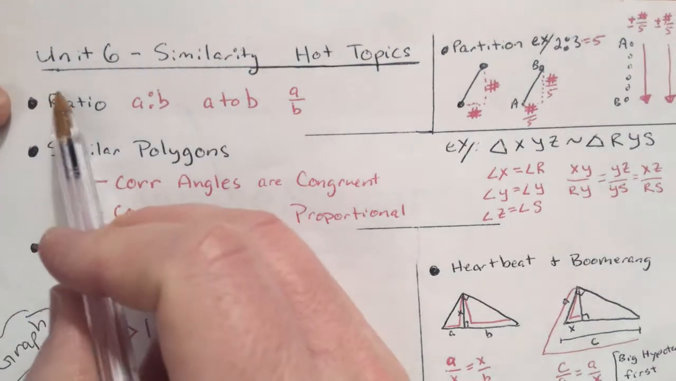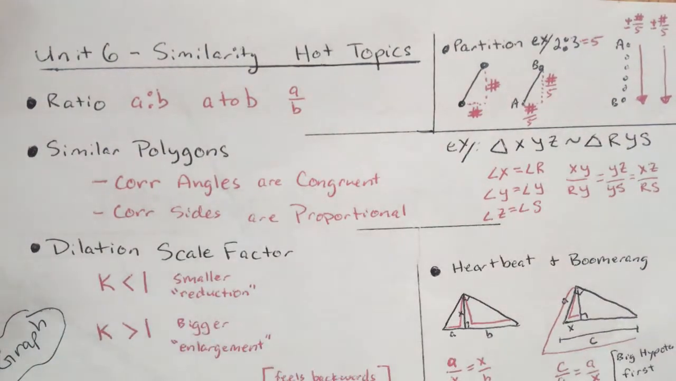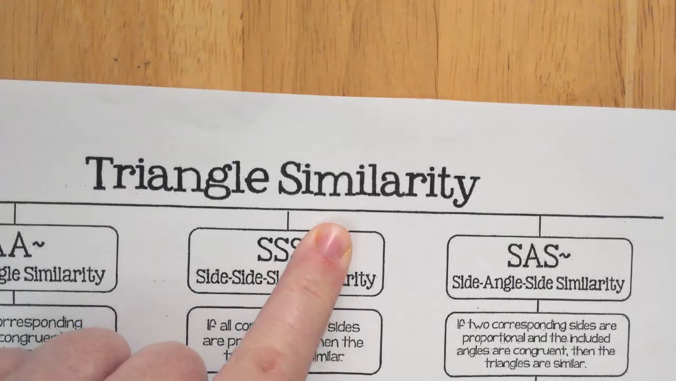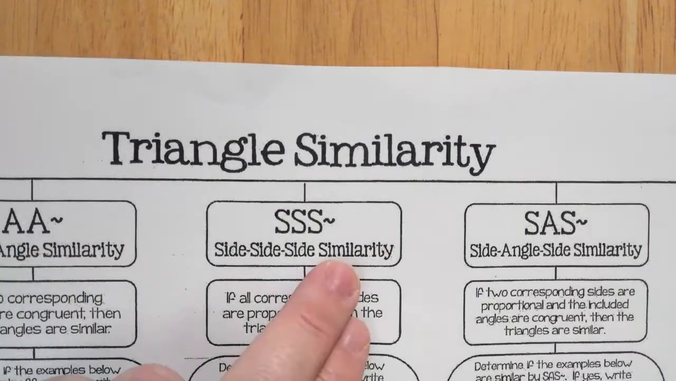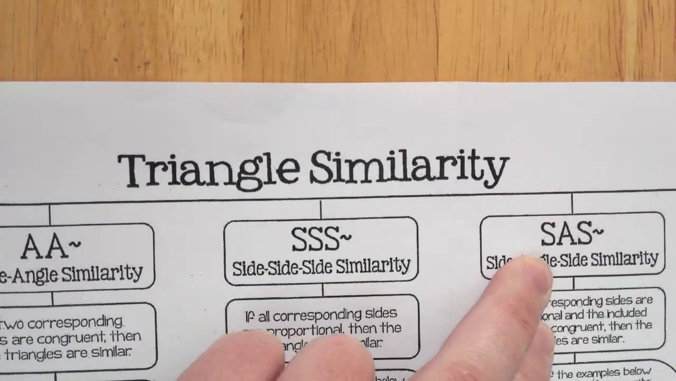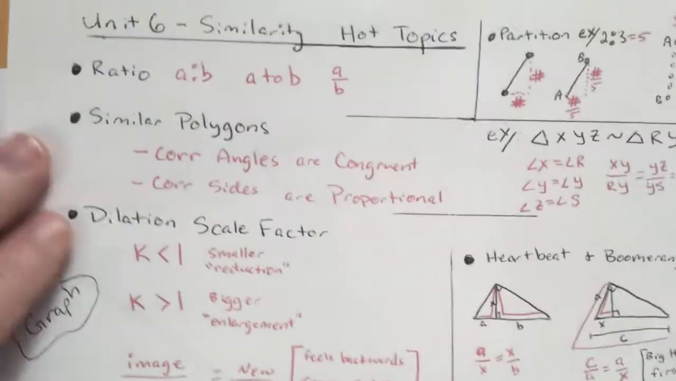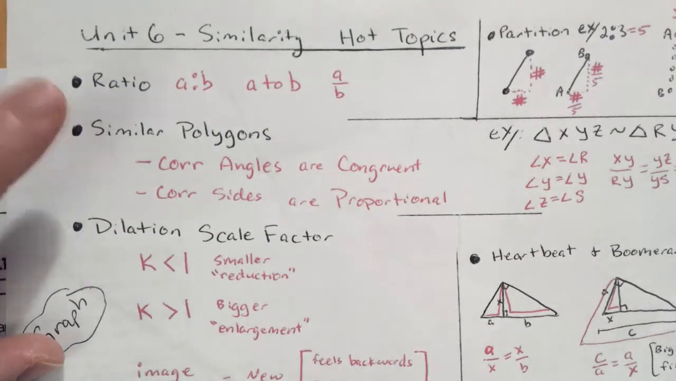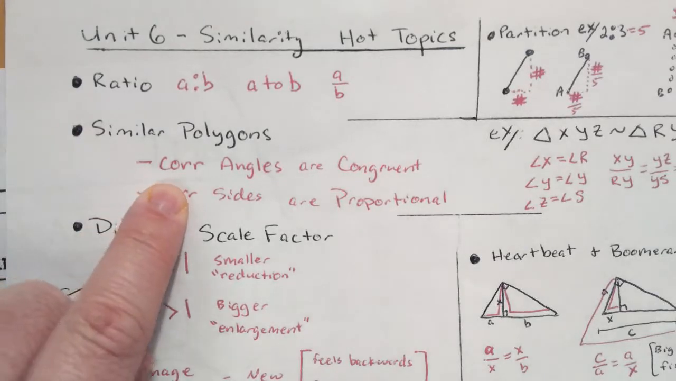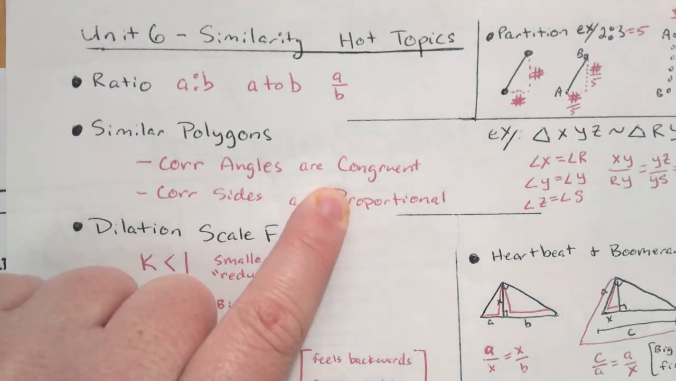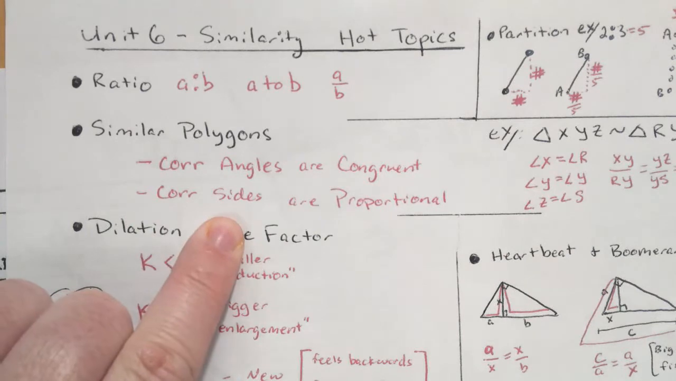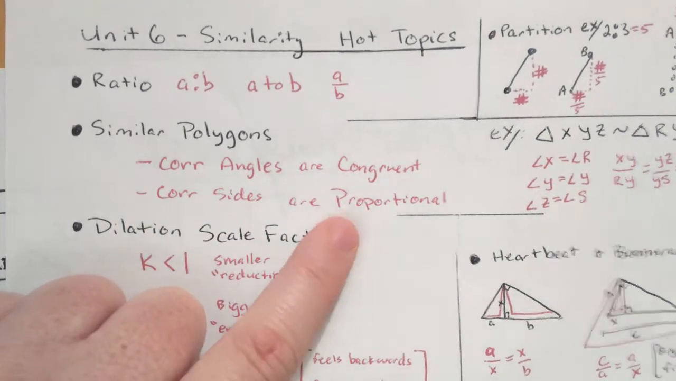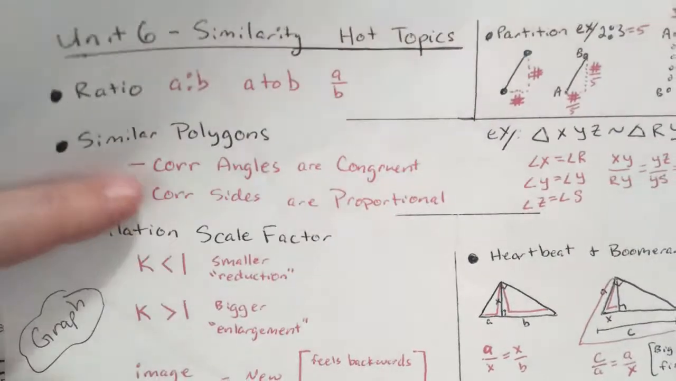So today we're going to continue Unit 6, Similarity, and we are going to be talking about triangle similarity. So AA similarity, SSS similarity, and SAS similarity. If you look on page 1, a couple things to know is for similar polygons, anything similar, you got to remember that corresponding angles are congruent and corresponding sides are proportional. So that's very important to remember.